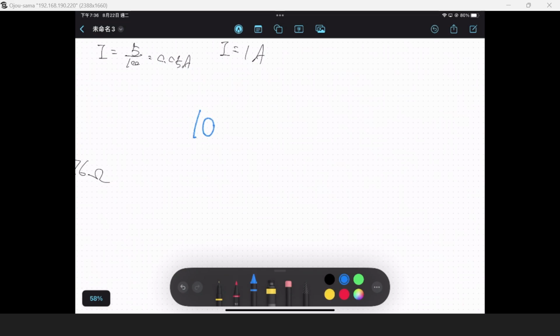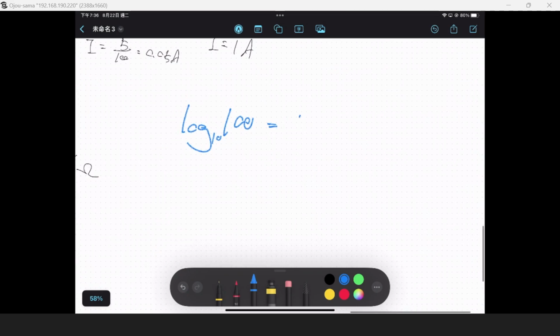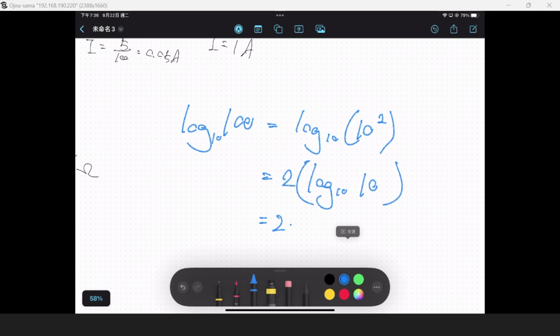10 to the log 100, log base 10 of 100, which becomes log 10 to the power 2, and you can just throw the 2 at the front and it becomes log base 10 of 10, which equals 2 times 1. Okay, you can do it this way.